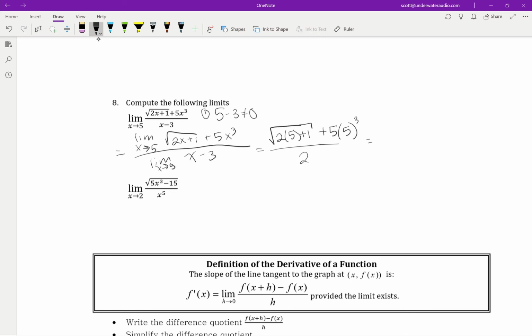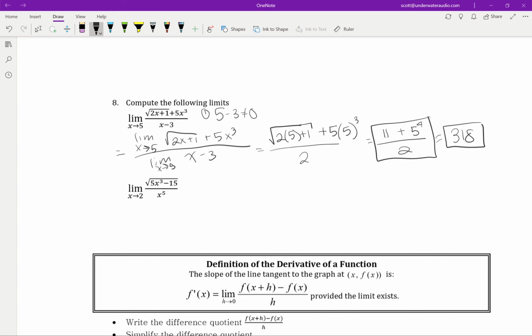So 2 times 5 is 10, plus 1 is 11. And then I'm just going to leave it as 5 to the 4th over 2. That is a number, so I'm done. That's something you could put into a calculator. Actually, yeah, let's do that. I think I'm just being a bit lazy. 5 to the 4th plus 11, divided by 2, 318. That's a much more attractive answer.